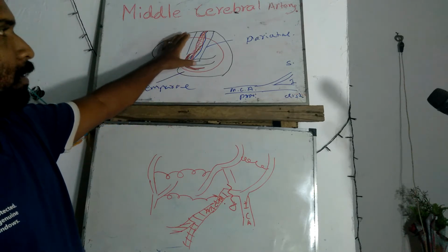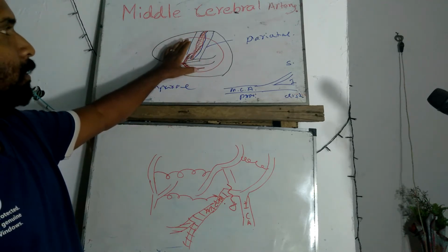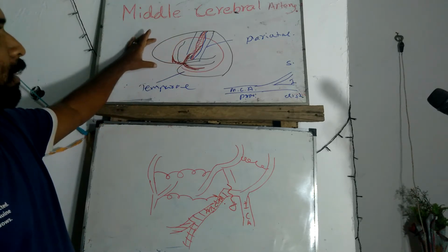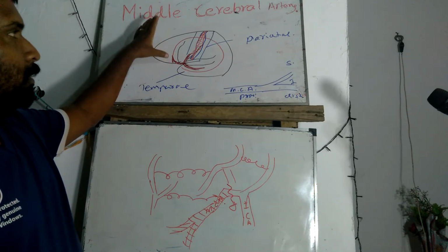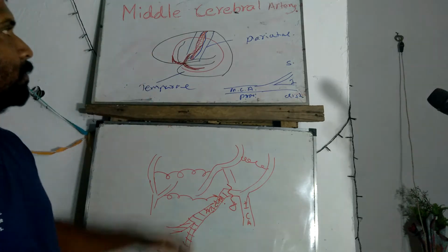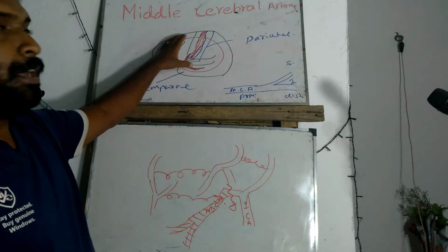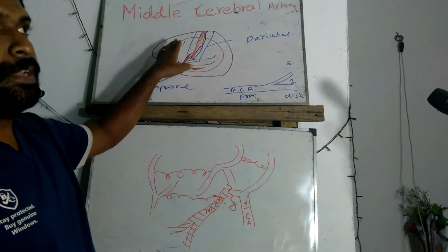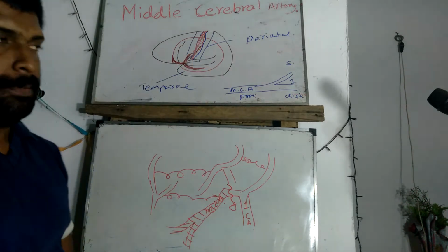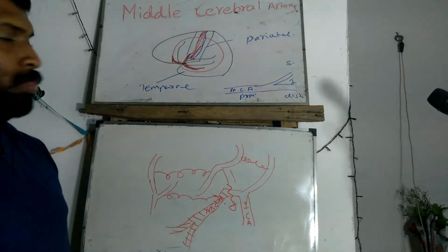Concerning the lateral side, frontal area, not the frontal area, the posterior frontal area is covered by the circulation supply to the superior middle cerebral artery.